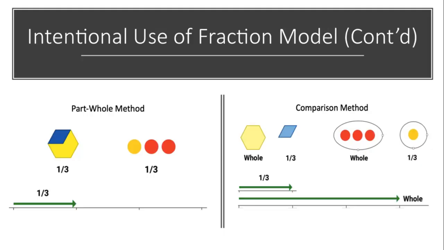For instance, with each of these three fractional models, we can show fractions using at least two different methods, the part-whole method and the comparison method. In the part-whole method, the fractional part is embedded in the whole, while the comparison method shows the fractional part and the whole separately.